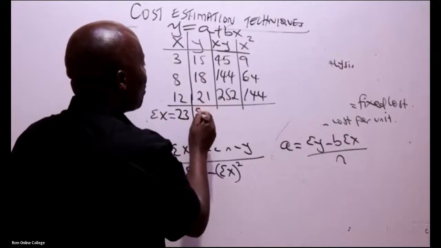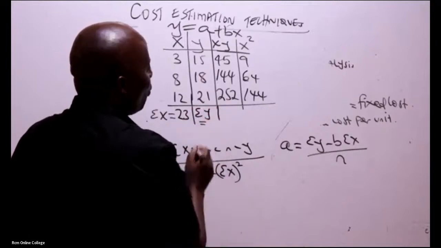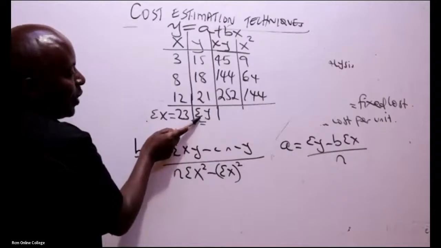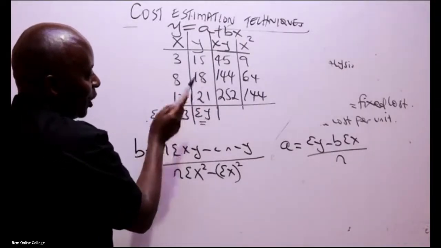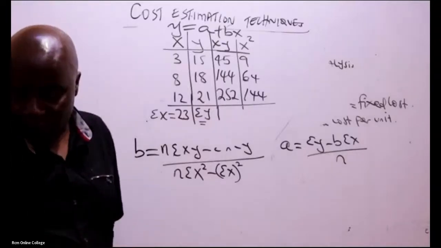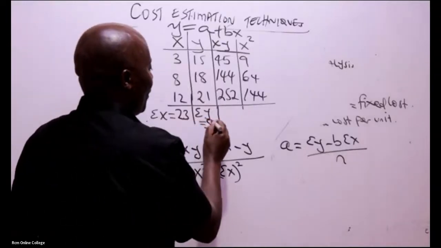How about summation of y? Summation of y, please add everything and write what I'm writing here. Summation of y, it's important. So this will be 15 plus 18 plus 21, which will end up giving us 54.